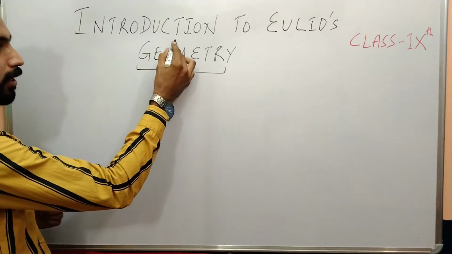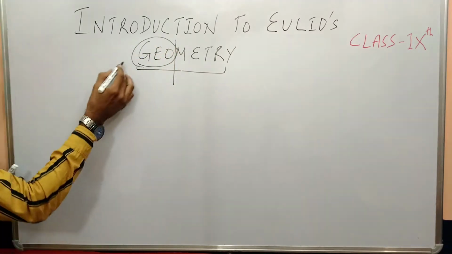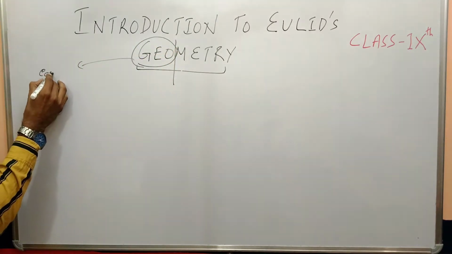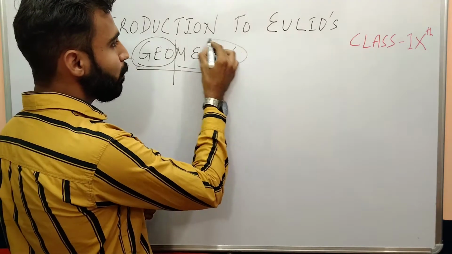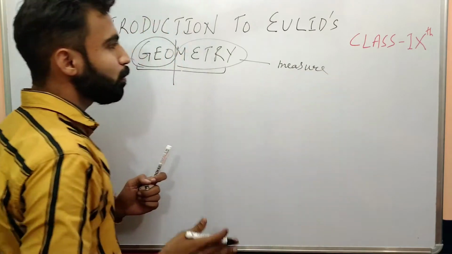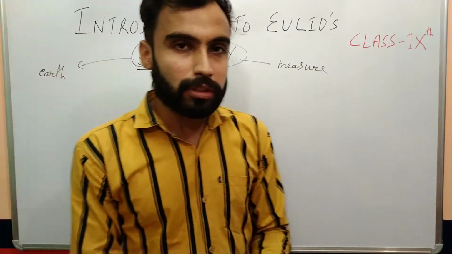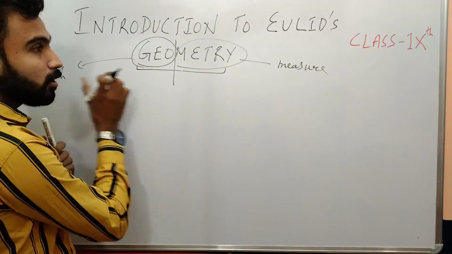So let me just break it in two parts. The first part is geo. Geo means related to earth, right? Now the next part, metry, means measure. So here we are going to measure the dimensions of earth, right? So we are going to discuss the earth measurement.